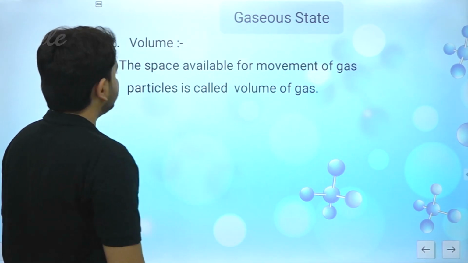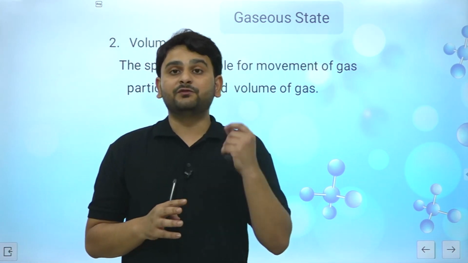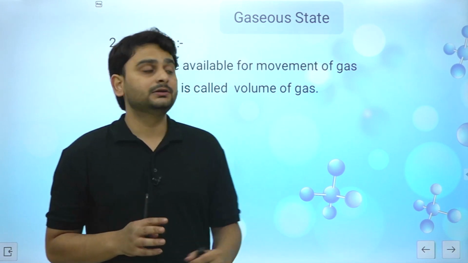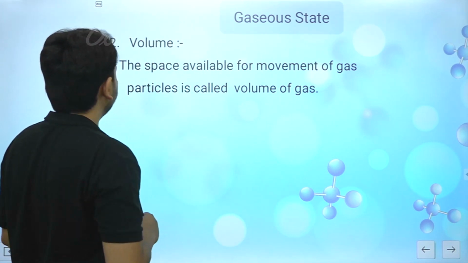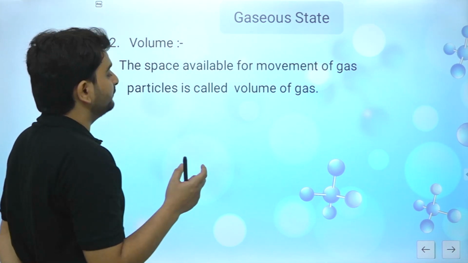I'll move on. Secondly, the three parameters that are very, very relevant over here are volume, pressure, and temperature. We are first talking about volume over here. All right. Volume, the space available for movement of gas particles is called volume of a gas.